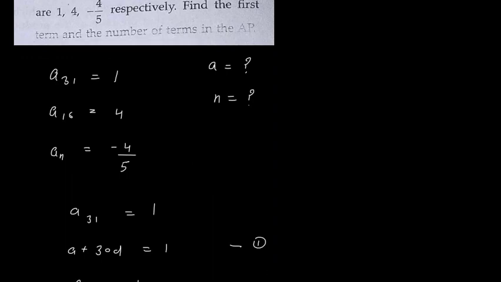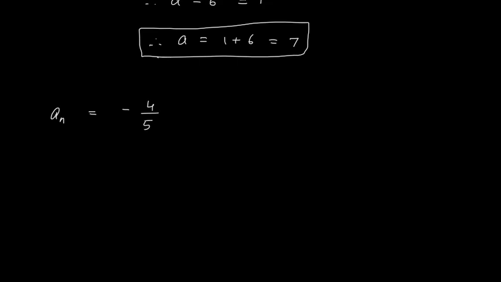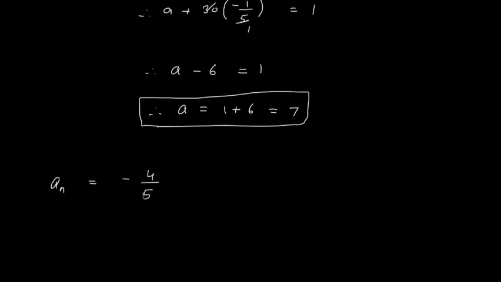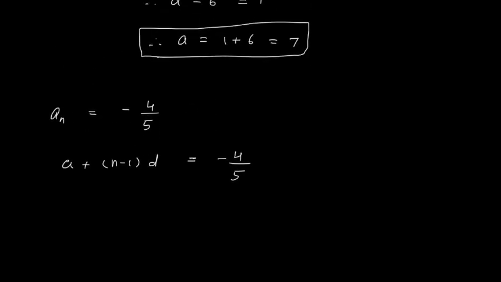Now the value of A we got. Next I have to find N, where AN is given. I have to find the Nth value. So I will just keep this in brackets. Okay, now AN is equal to minus 4 divided by 5. Just let me check again. Minus 4 divided by 5. Yes. So the formula for AN is A plus N minus 1 D, which is equal to minus 4 divided by 5. Now the value of A we have is 7. So therefore 7 plus N minus 1, and the value of D is minus 1 divided by 5, equals minus 4 divided by 5.